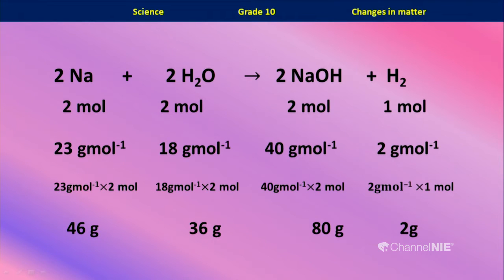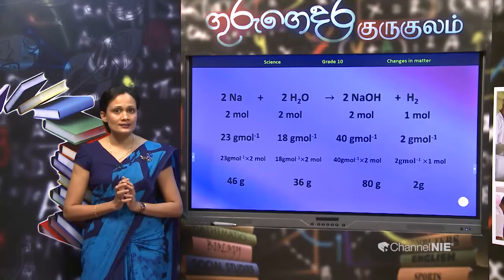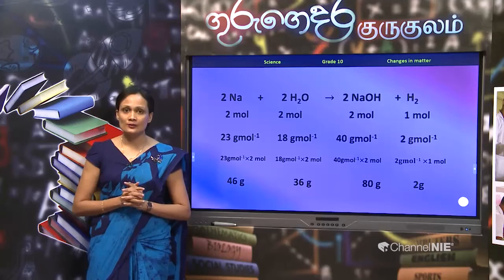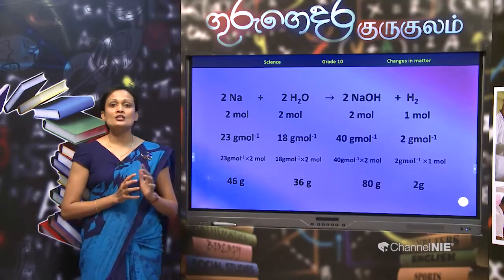So it is clear to you. By using the balanced chemical equation, we can find the mass of the reactants and also the mass of the product. Now look at the question. In the question, they ask to find the mass of sodium needed to produce 200 grams of sodium hydroxide. Okay, now let's find the mass of sodium needed to produce 200 grams of sodium hydroxide.